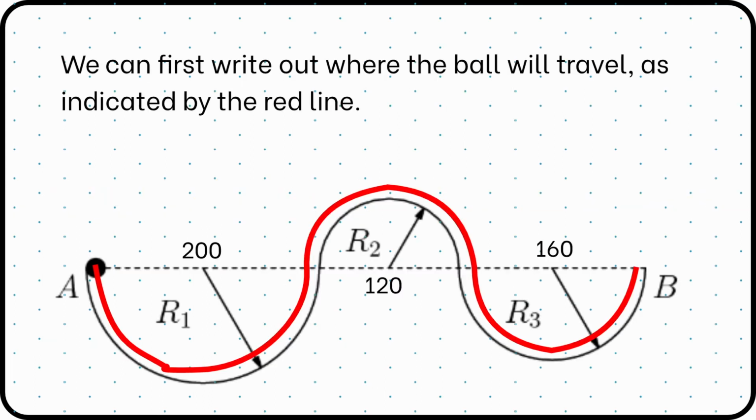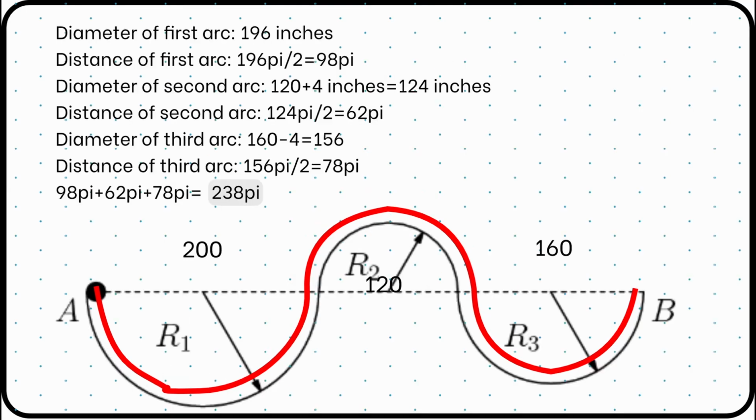The easiest way to solve this problem is to write out the path where the ball will travel as indicated by the red line. The diameter of the first arc is 196 inches, because 200 minus double the radius of the ball is 196. To get the distance of the first arc, it's just a semicircle, so we take the circumference and divide it by 2, which is 98 pi.